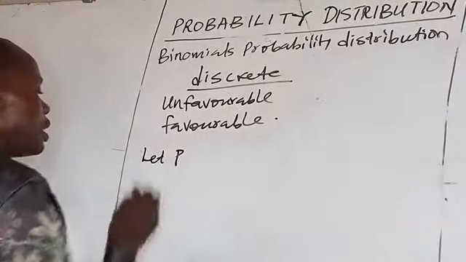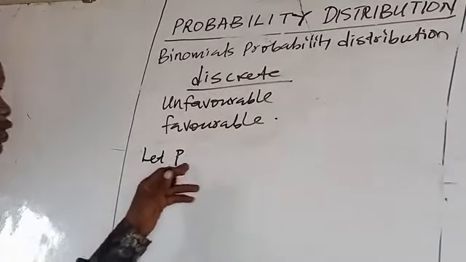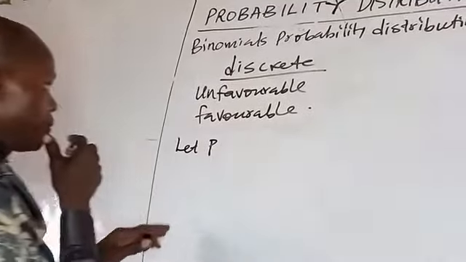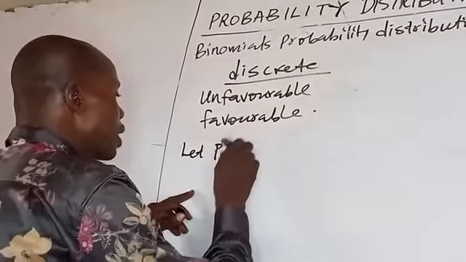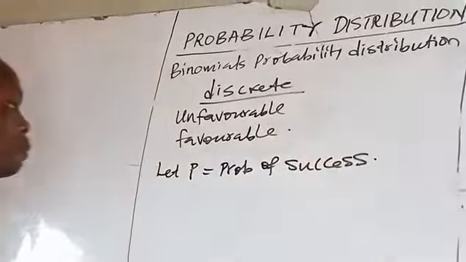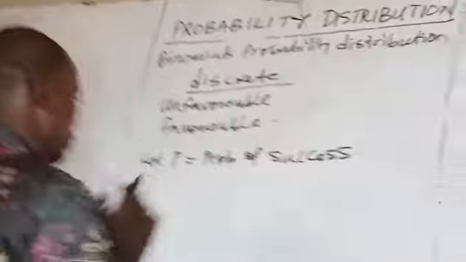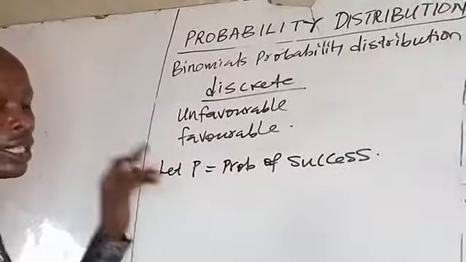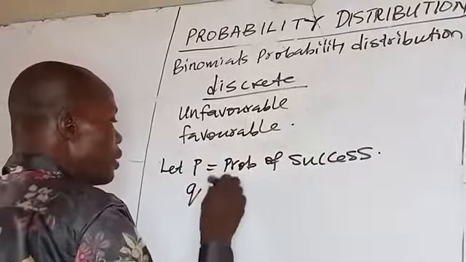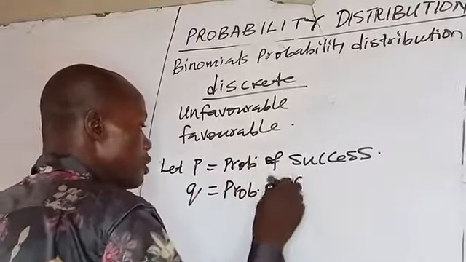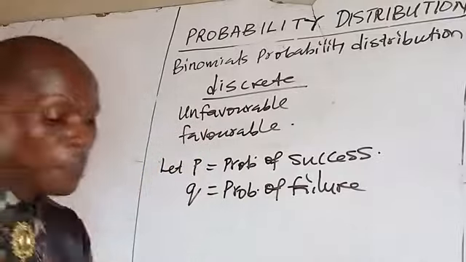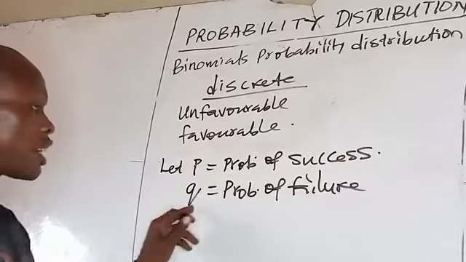Let P be the probability of success in any single Bernoulli trial. P is the probability of success, that is, the probability that an event will happen. Q is the probability of failure. Probability of failure means the probability that the event will not happen.